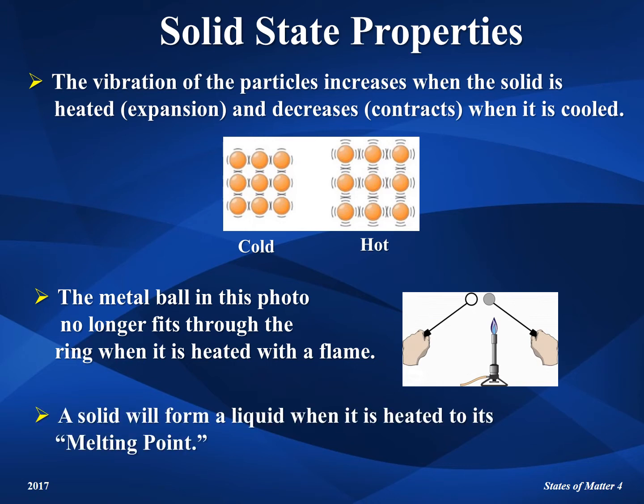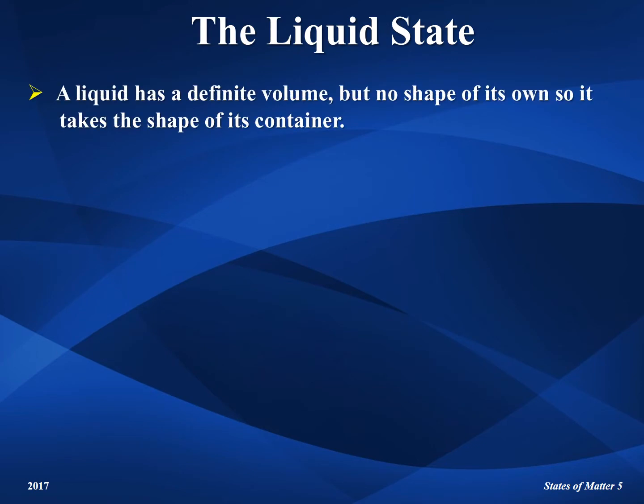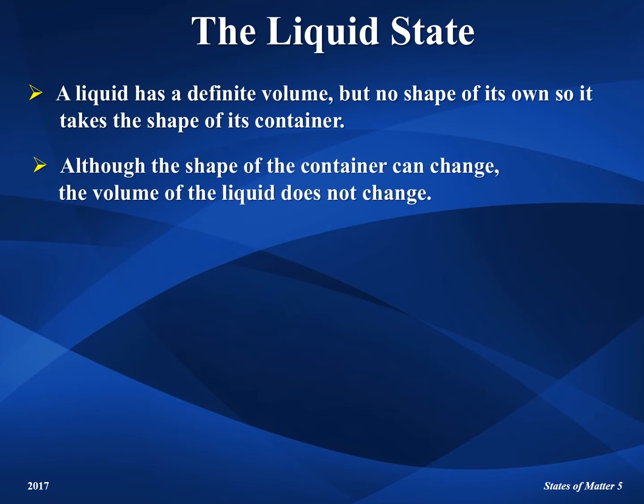A solid will change to the liquid state when it is heated to the temperature at which it melts, called the melting point. This is a characteristic property of a material because each solid has a unique melting point. A liquid has a definite volume, but unlike a solid, it has no shape of its own, so it takes the shape of its container. The volume of the liquid does not change, even if the shape of its container changes.